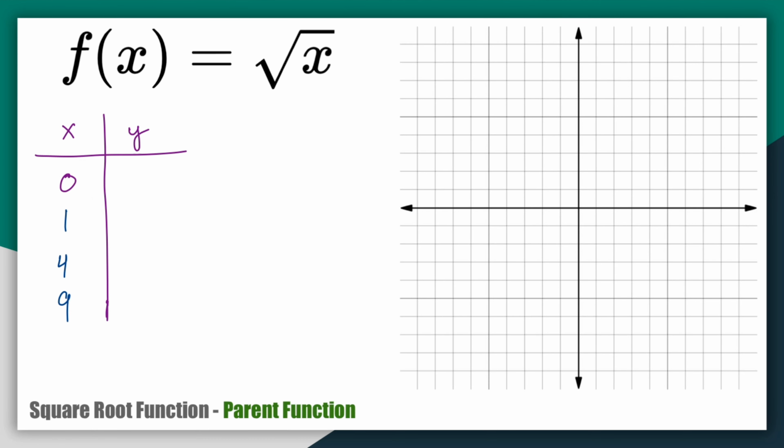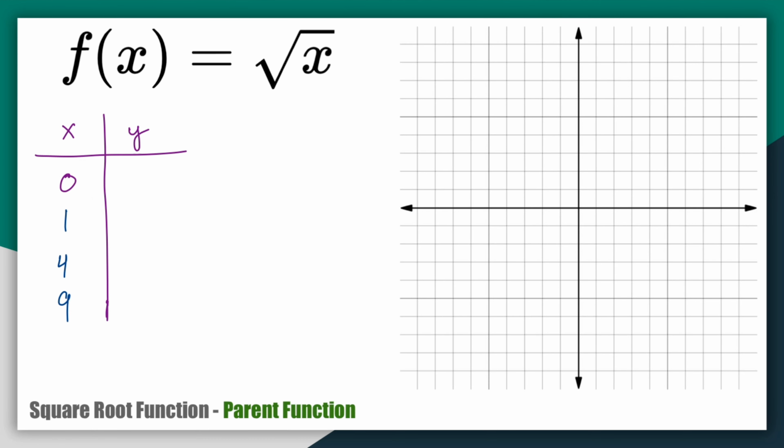Obviously, when we take the square root of 0, we get 0. The square root of 1 is 1. The square root of 4 is 2. And the square root of 9 is 3. So we go to plot this, which I'll do in red. We have 0, 0; 1, 1; then let's go out to 4, 2; and all the way out to 9, 3. And you should see, let's try this again.